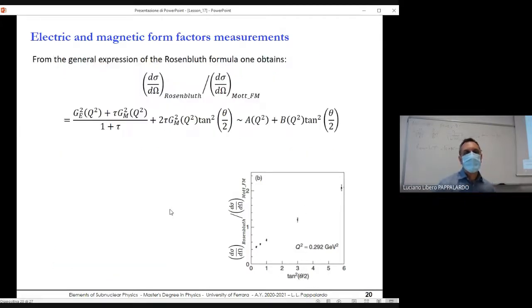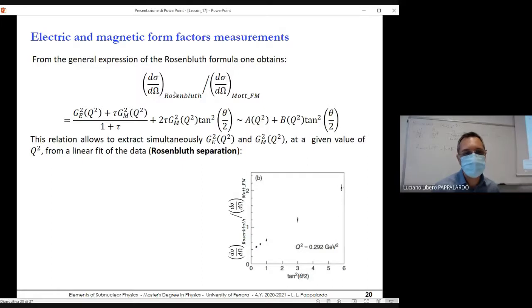Now, if you look back at your Rosenbluth formula, normalized by the Mott term, so it is just this, you recognize that when you plot it as a function of the tangent square, it is like the equation of a line. This is the constant term, this is the slope, and this is your independent variable. So you can make use of this in a simple linear fit of your data. You can extract both the electric form factor and the magnetic form factor by fitting this distribution with a slope, with a line.